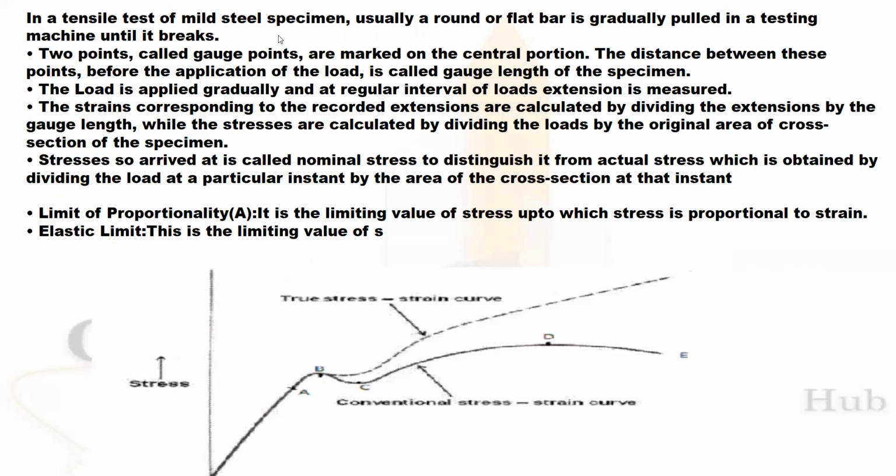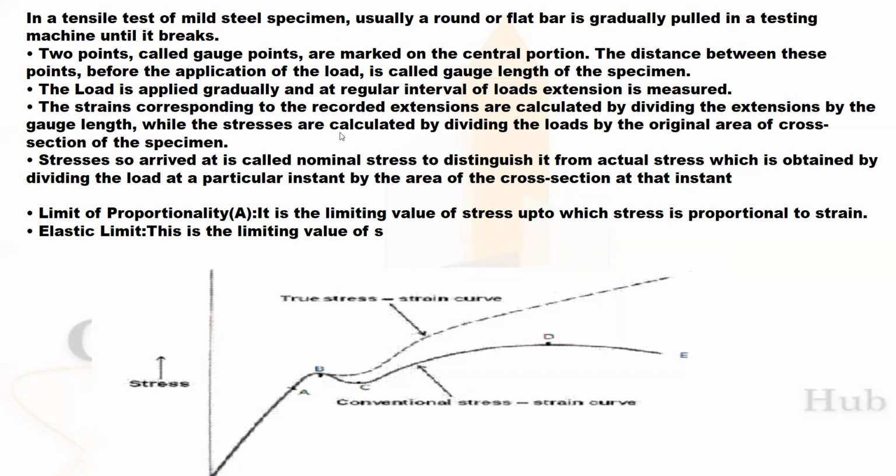To find the tensile strength of the mild steel specimen, usually a rebar, it is pulled on a testing machine until it breaks. Two points, called the gauge points, are marked in the central position. The distance between these points before the application of the load is called the gauge length of the specimen. The load is applied gradually and at regular intervals, and the load and extension have to be measured.